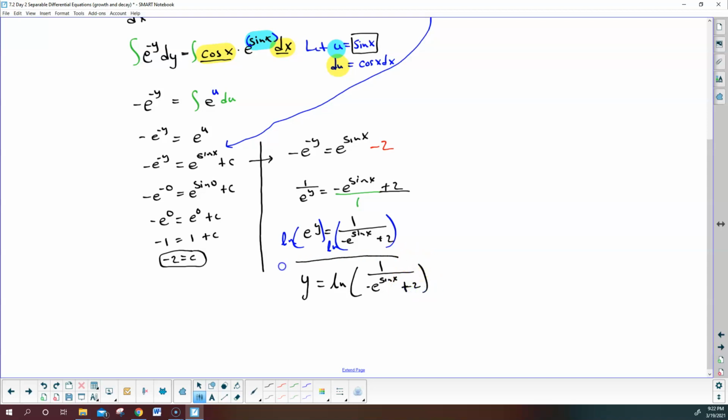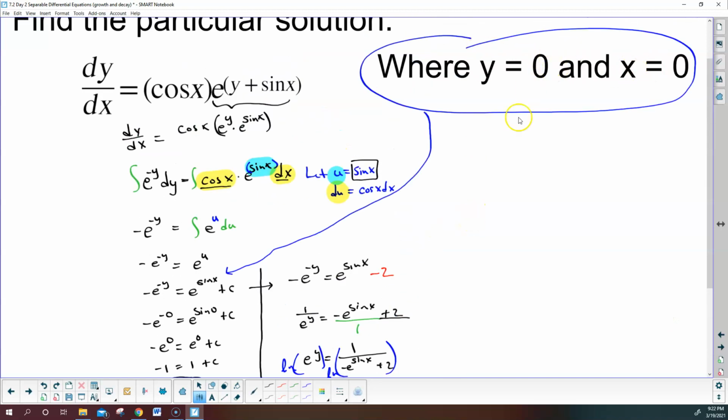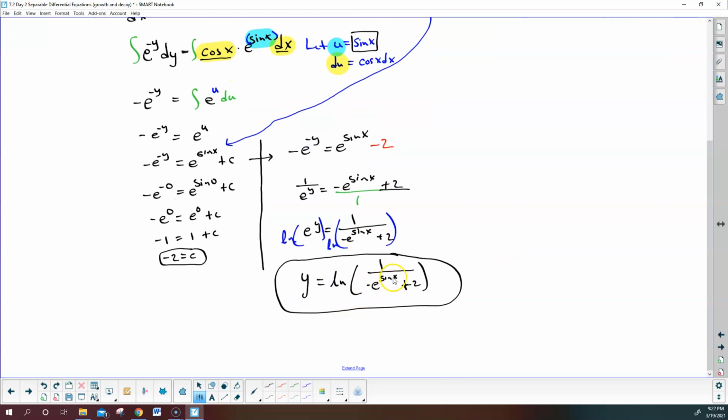And again, if you take your values, take x is 0, do you get y is 0? So if you plug in 0 here, you should get the same answer as you simplify. Everything should work out perfectly.